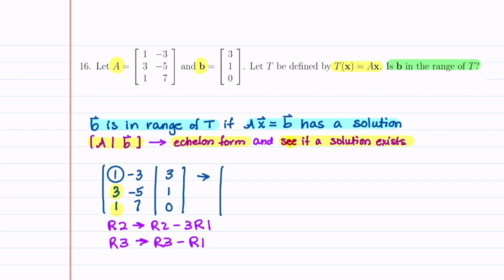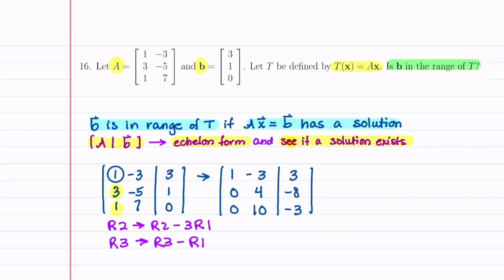Let's see what this gives us. Our first row stays the same. And then our second row, we're going to get a 0. We're going to pick up a 9 minus 5, which is going to give us a 4. And then we're going to have a minus 9 plus 1, which is going to give us a minus 8. And then in our third row, we're going to have a 0. We have a positive 3 plus 7 gives us a 10. And then we have a minus 3 plus 0 gives us a minus 3.